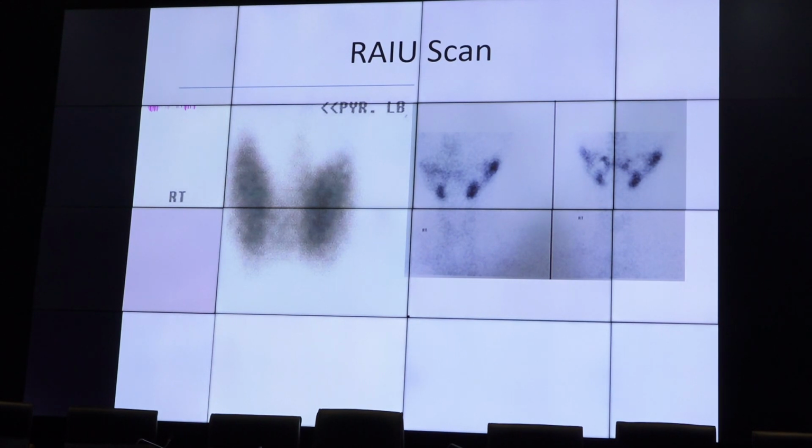Now, where I practice, in Nanded and in Akola also, the radioiodine uptake scan is not available, but I am giving you a picture of it. The one on the right, where both thyroid glands are seen, they are seen black in color.